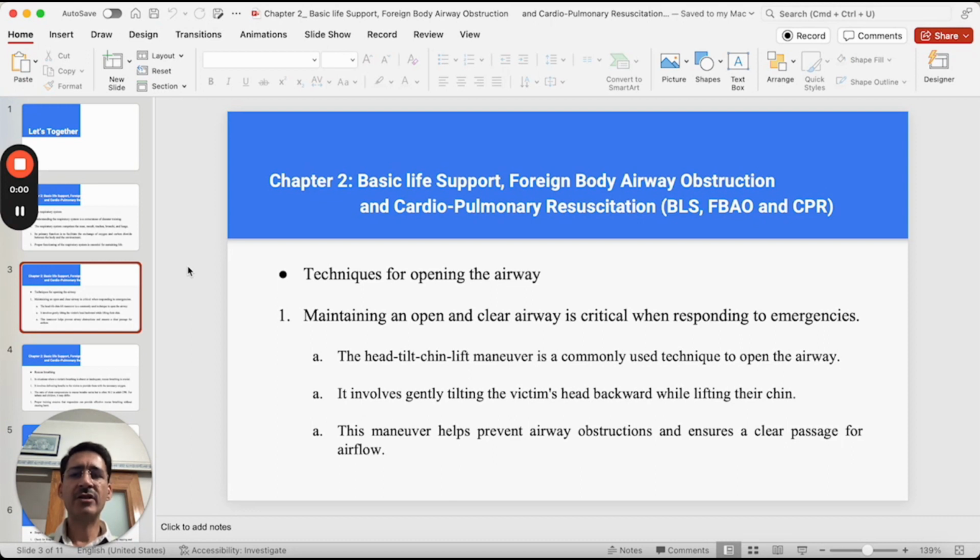The head tilt chin lift maneuver is a commonly used technique to open the airway. It involves gently tilting the victim's head backwards while lifting their chin. This maneuver helps prevent airway obstructions and ensures a clear passage for airflow.